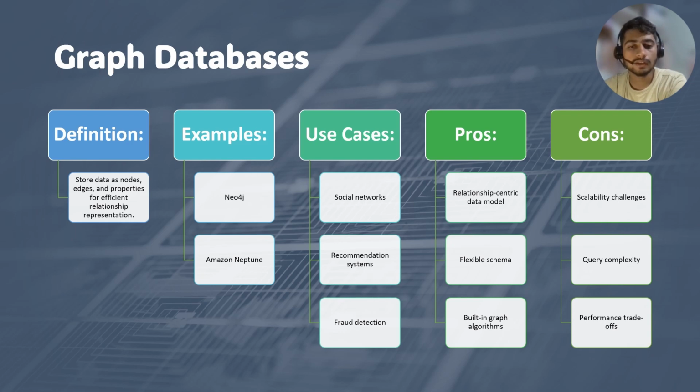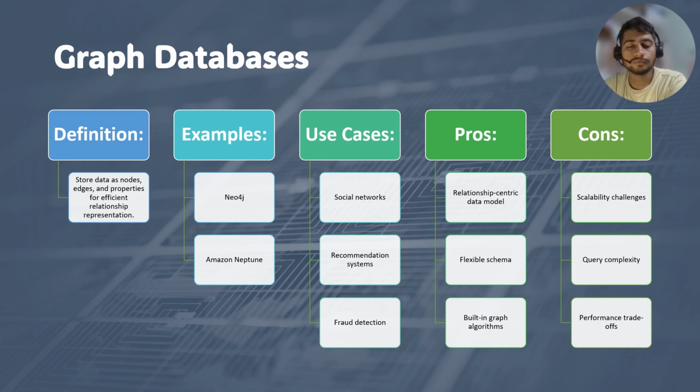The use cases: social networks, like modeling relationships between users, posts, comments, and other entities in social networking platforms. And then it is also used for recommendation systems, for analyzing user preferences and behavior to generate personalized recommendations for products, content, or connections. And then for fraud detection, identifying suspicious patterns and relationships in financial transactions or online activities.